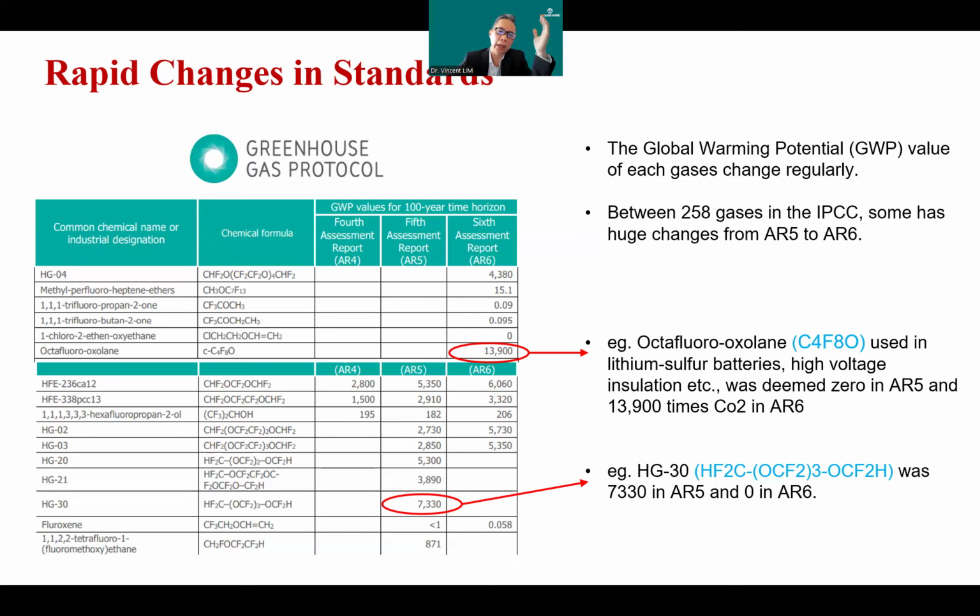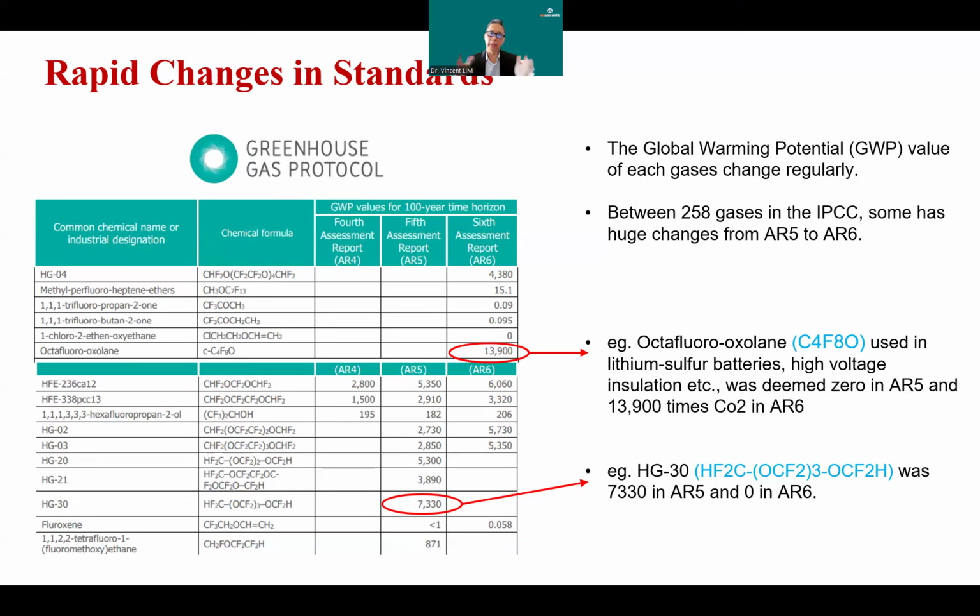So in the AR5, you can see from here, one of the gases, octafluorooxolane, C4F8O. And this gas is used in lithium sulfur batteries and high voltage insulation, for example. They are deemed to be zero. They are deemed to be okay in AR5. But in AR6, it is stated that it's 13,900 times more potent than CO2.